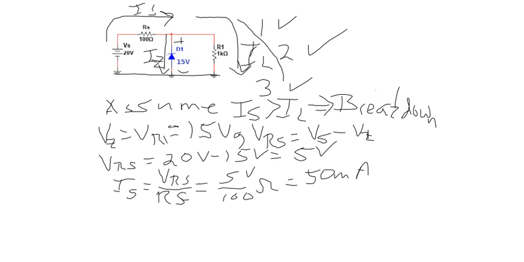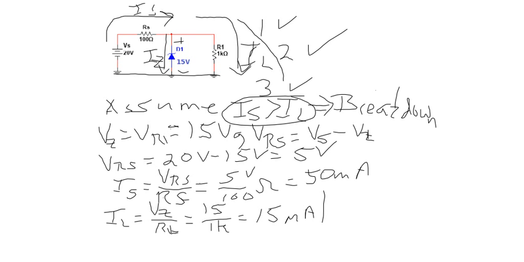My load current is my Zener voltage. It's my resistor voltage, but it's the same as the Zener voltage. 15 over 1,000, 15 milliamps. So our assumption that the source supply current is bigger than the load current is true, and that means we've met the fourth condition, and we are in breakdown, and the work we've done so far is correct.